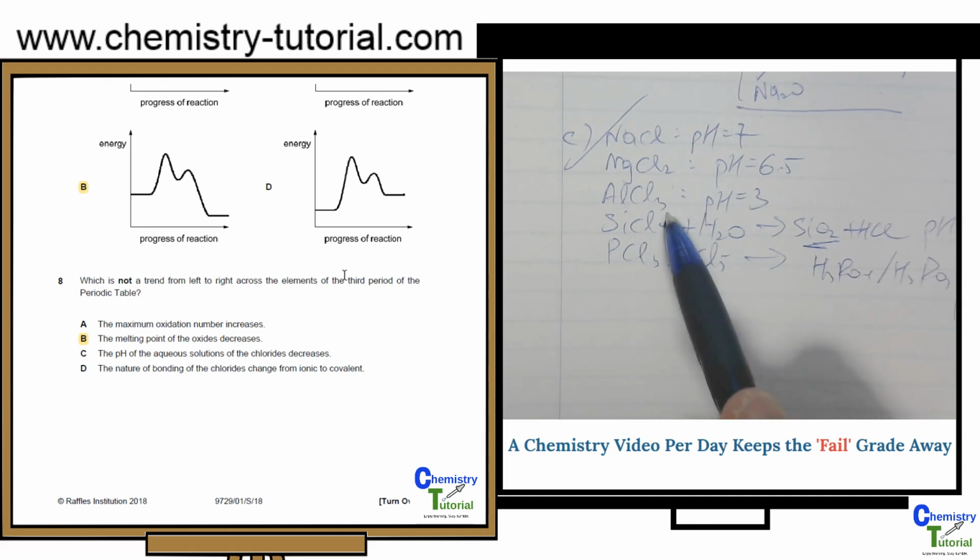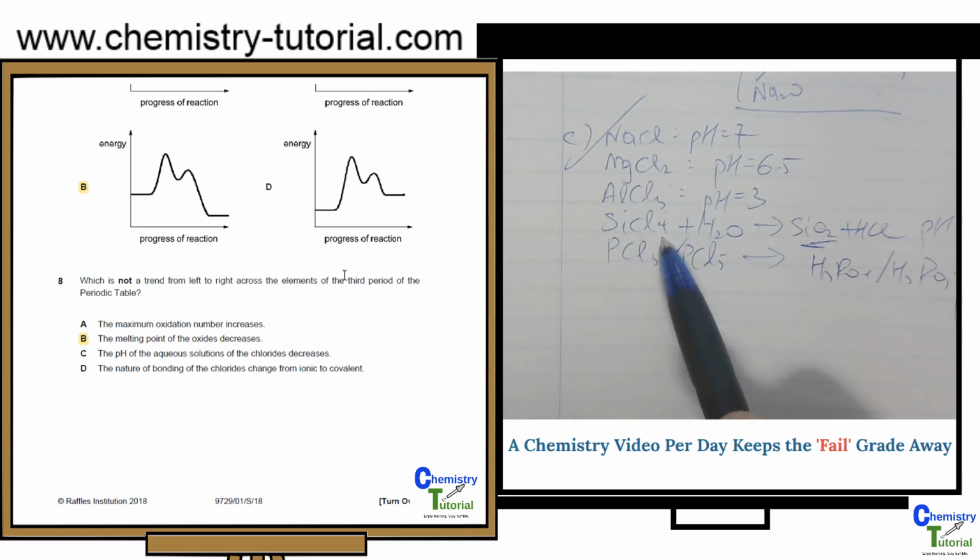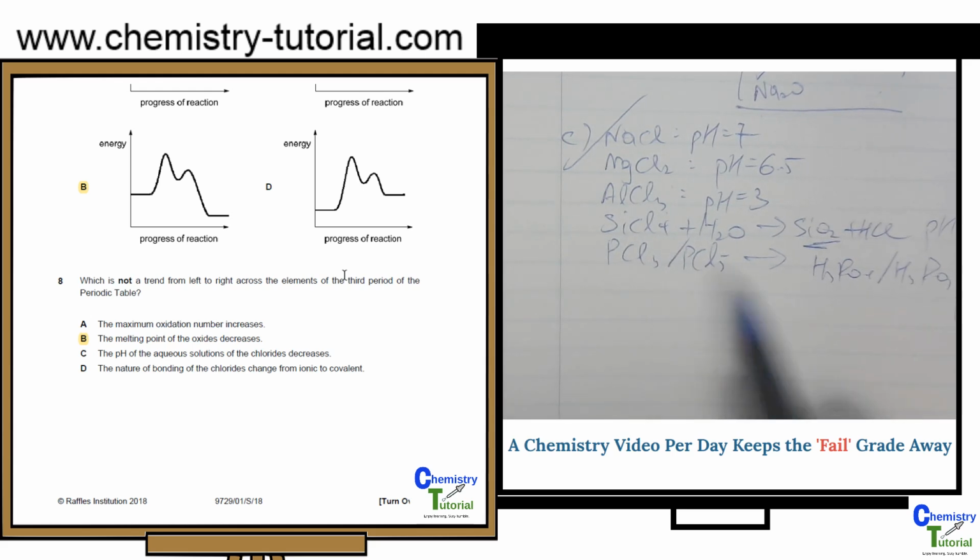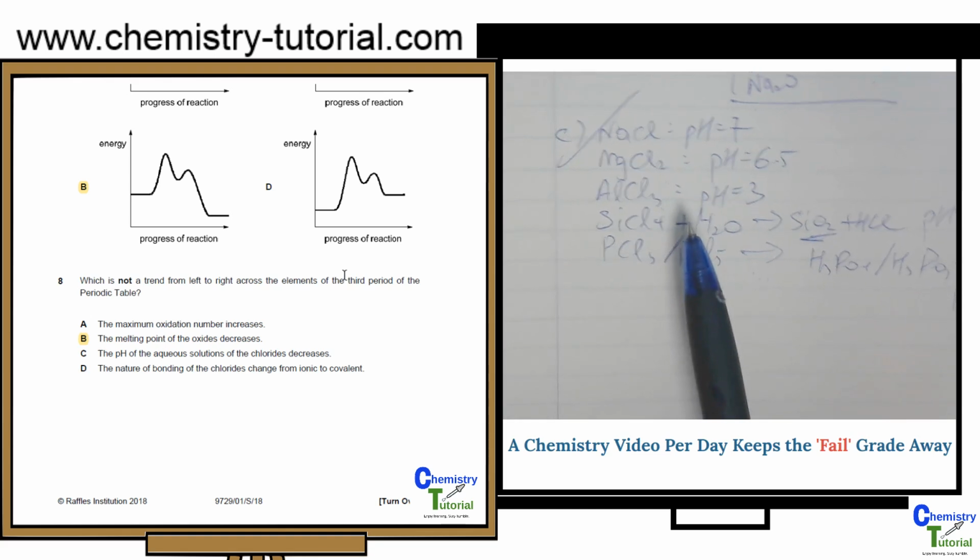MgCl2 is an ionic compound. AlCl3 is a simple covalent structure, simple molecules. SiCl4 also has simple molecules. PCl3, PCl5, etc. These are also simple molecules. So definitely the nature of bonding changes from ionic to covalent. Hence, the answer for question 8 is B.